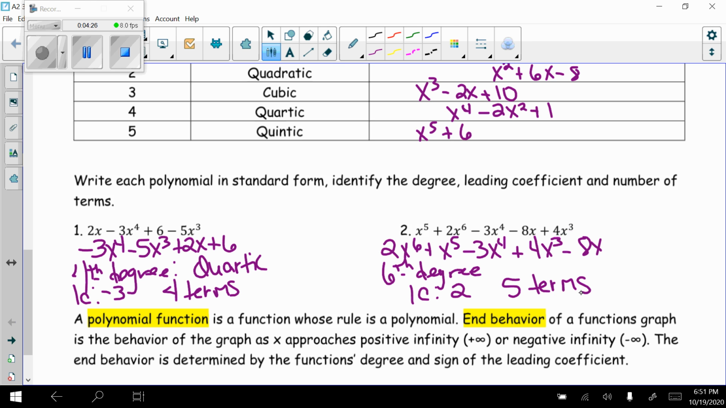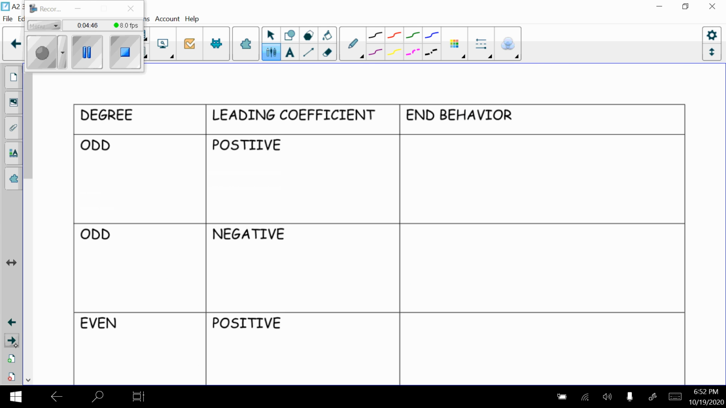All right, a polynomial function is a function whose rule is a polynomial. End behavior of a function's graph is the behavior of the graph as x approaches positive infinity or negative infinity. The end behavior is determined by the function's degree and the sign of the leading coefficient. So let's look at the chart on the back.